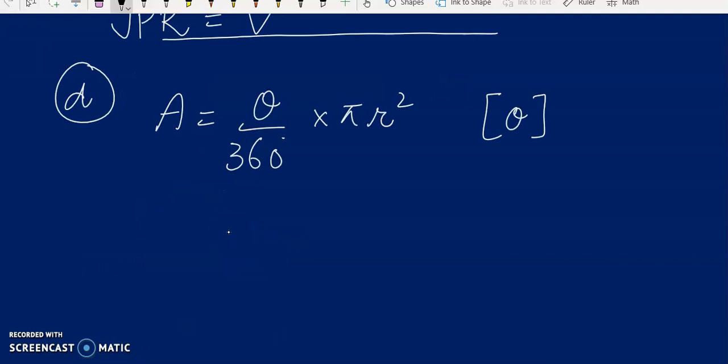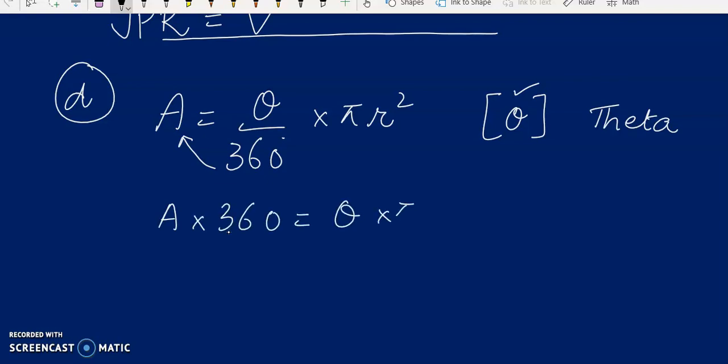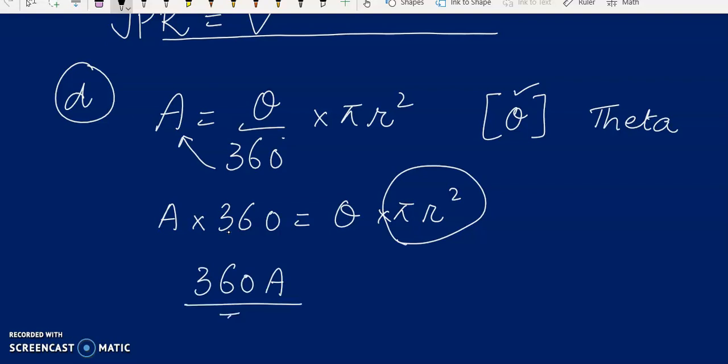Now this is the last part of our question. We have to make theta the subject of the formula. ये जो symbol है इसको हम बोलते हैं theta. So 360 दूसरी साइड पर जाकर multiply हो गया और ये pi r square इधर multiply हो रहा है, so on the other side it will be divided. So here we get 360a over pi r square is equal to theta. So this is the completion of the solution of our third question.